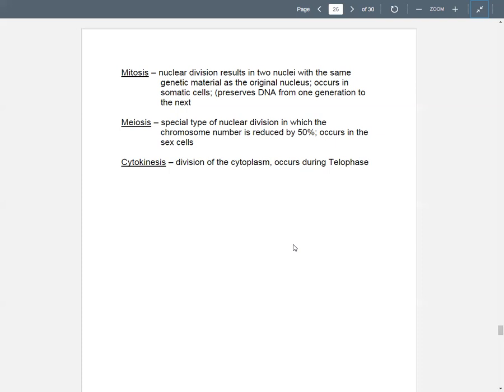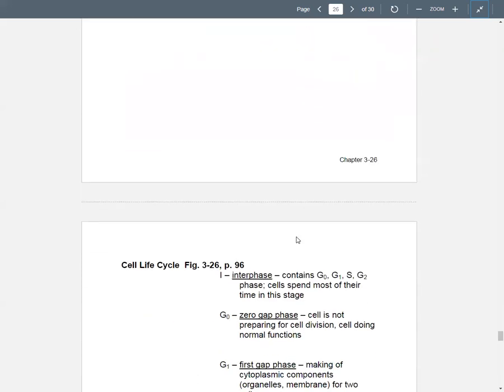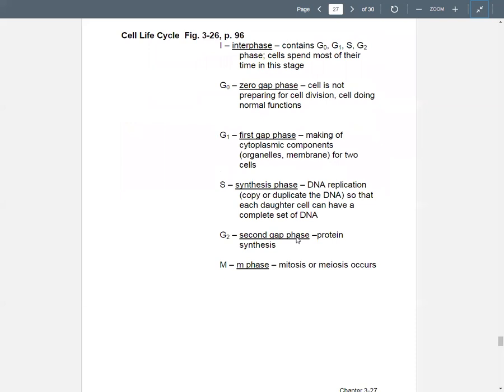All right, you also have cytokinesis, which means you're dividing the cytoplasm. So in mitosis, you're really splitting up the DNA. In cytokinesis, you're splitting up the cytoplasm. And that's a part of the phase telophase. So in lab, you should have learned about prophase, metaphase, anaphase, and telophase. Okay? This is part of it. Cytokinesis is part of telophase. All right, a little more information on that.